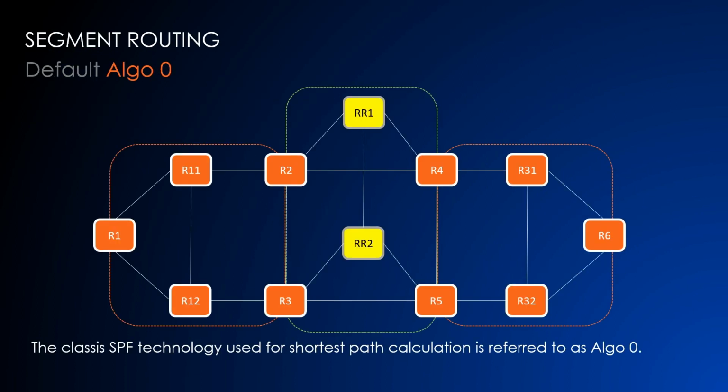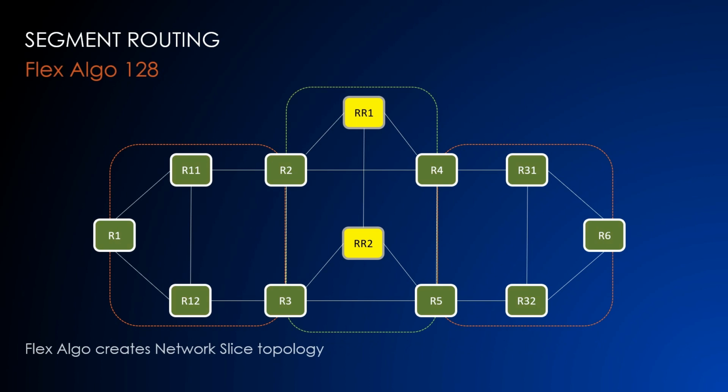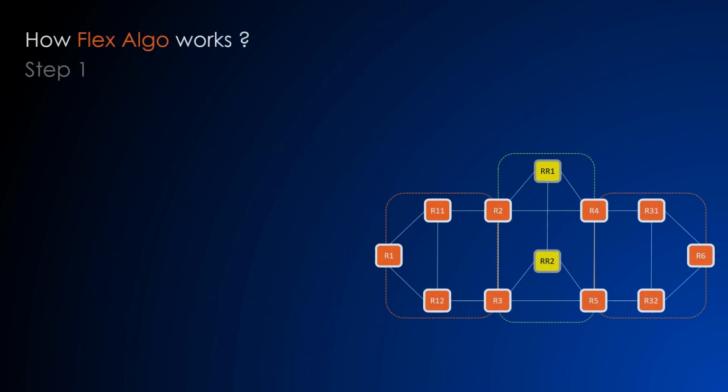So the classic SPF technology used for the shortest path calculation is referred to as Algo 0 in our case. In addition to Algo 0, we can additionally use new Flex Algos as well. So we use Flex Algo 128. Nodes may or may not participate in the Flex Algo, allowing sub-topologies to be created. By this, Flex Algo can create a network slice topology as well. So now we'll see how Flex Algo works.